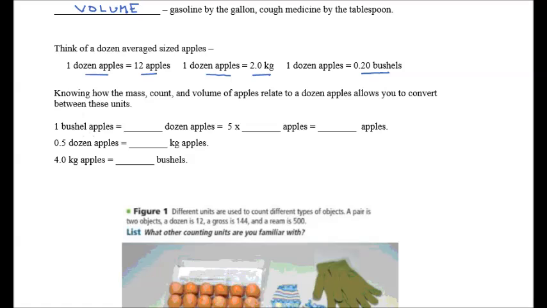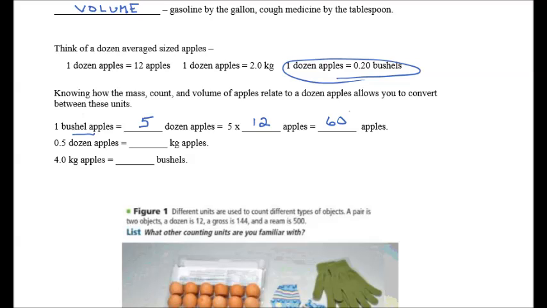If I have a bushel of apples, well, I know that 0.2 bushels is 1 dozen. So if I have 1 bushel, I have 5 dozen apples. 5 times 0.2. If I have 5 dozen apples, then 5 times 12 in a dozen, I have 60 apples. And that's the math we're going to be doing, which we could have just set up a proportion and solved it mathematically.